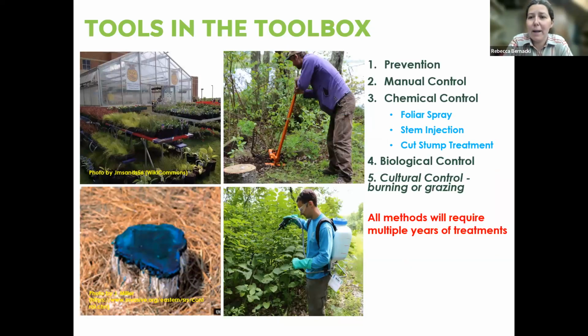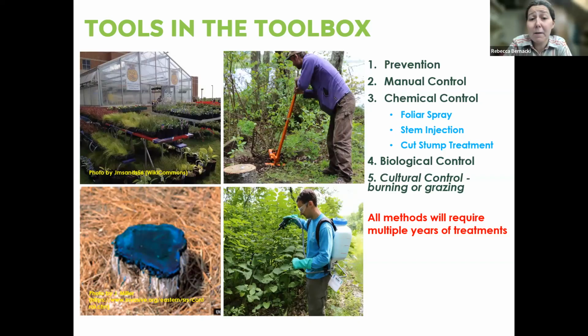So we've talked a lot about planning our management, but what are our tools in our toolbox? I'm going to talk about 3 tools today. I'm going to talk about prevention, manual control, which is really using our muscles essentially to manage these invasive species, chemical control, and today we're going to talk about foliar sprays, stem injections, and cut stump treatments. There are other chemical options that we won't go into today, but we'll cover those.